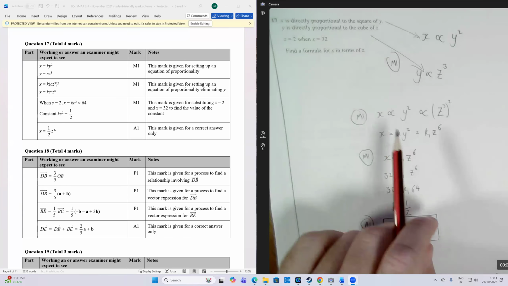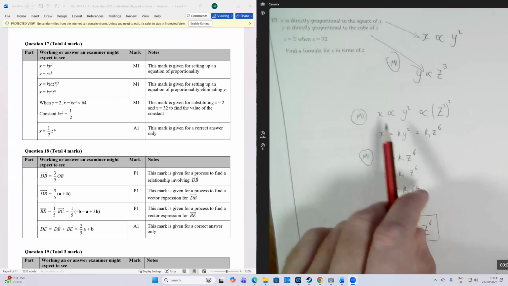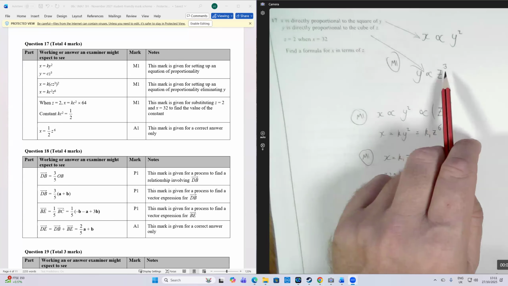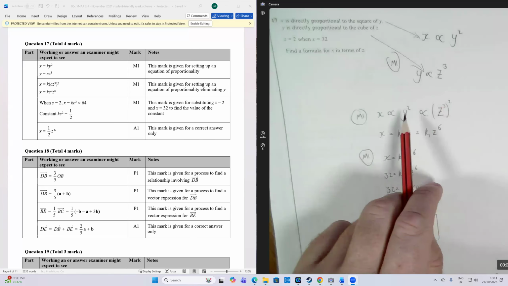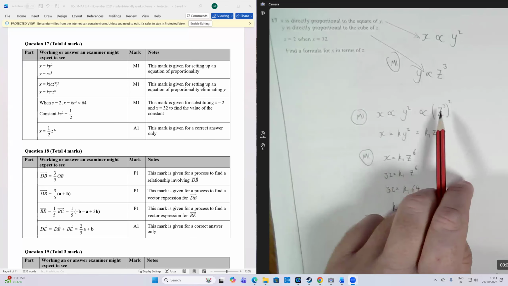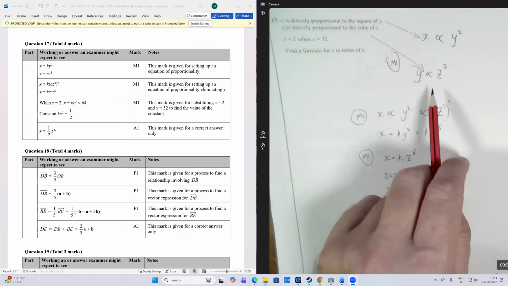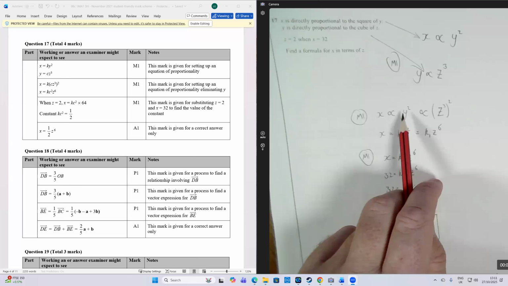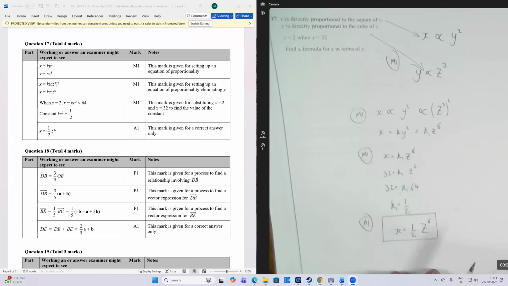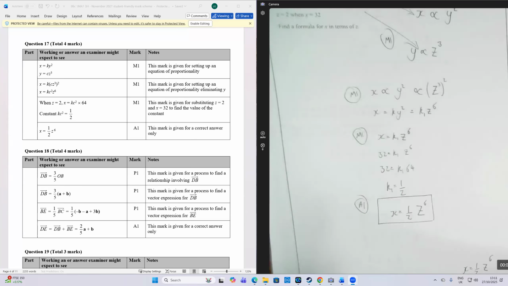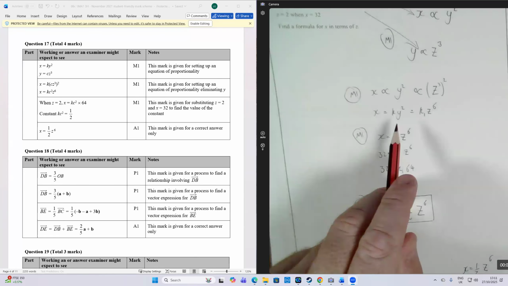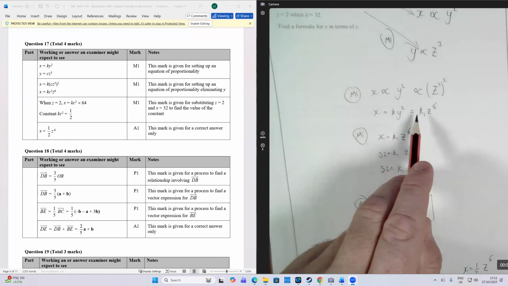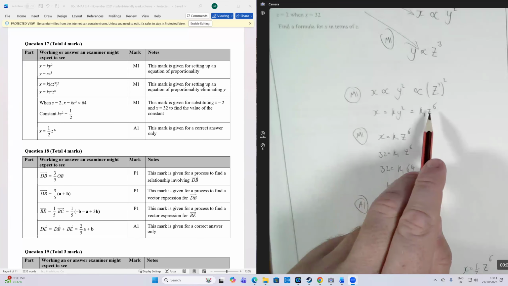So what we can say is we can basically replace the y, because y is proportional to z cubed. We can replace the y squared with z cubed squared, because y is equal to something times z cubed, so the y gets replaced by z cubed. Now, we can change these into equations by putting in a constant. So that means that x is equal to some constant times y squared, which is equal to some other constant times z to the power 6.